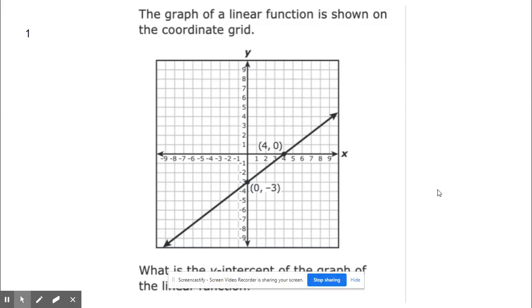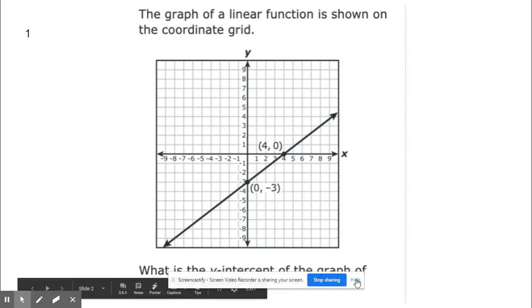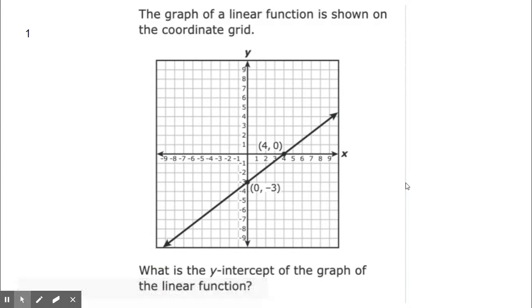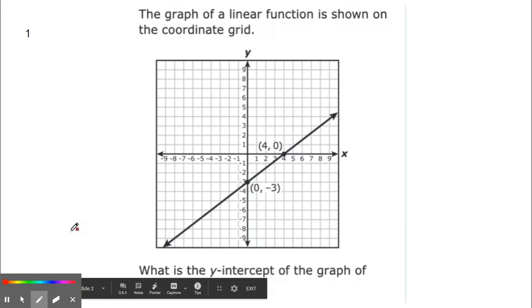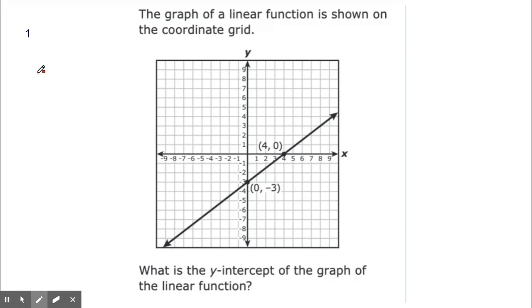All right, number 1, the graph of a linear function is shown on the coordinate grid. What is the y-intercept of the graph? So we're looking for the y-intercept. What I remember with y-intercept is there's several things. With y-intercept, it's when x is 0. This is my x in an ordered pair. When x is 0, it's whatever y's answer is. So it's right here. Whatever y equals, this is your y-intercept right here.